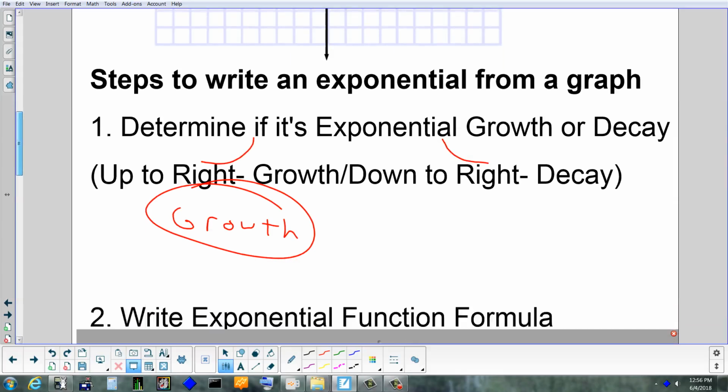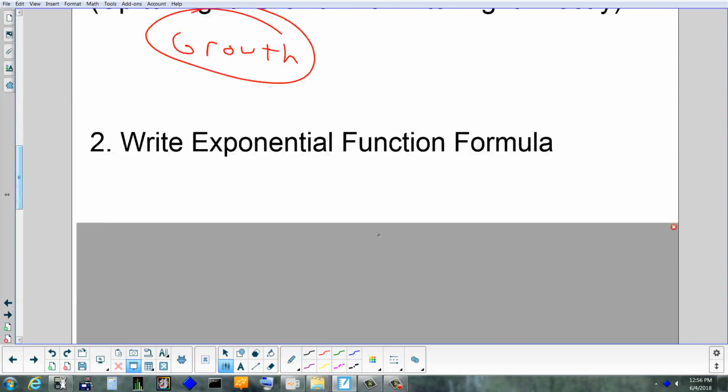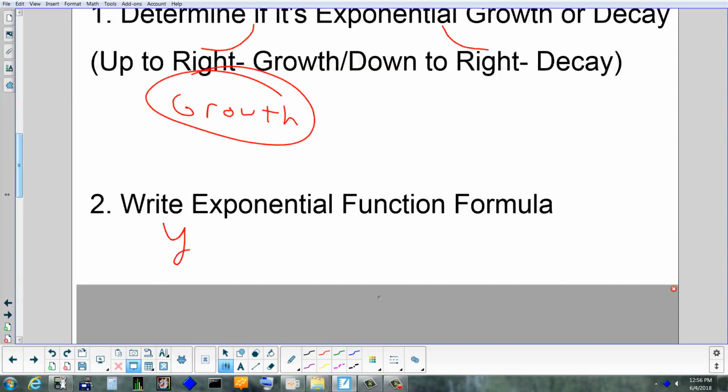Now, anytime we want to write an exponential formula, whether it's growth or decay, we have to know how to set it up. Like if we were doing something about a line, we would start with y equals mx plus b. I've already asked you this a couple times, but what do we start with for exponential? It's not y equals mx plus b. Heard it a couple times today. Yep. y equals a b to the x.